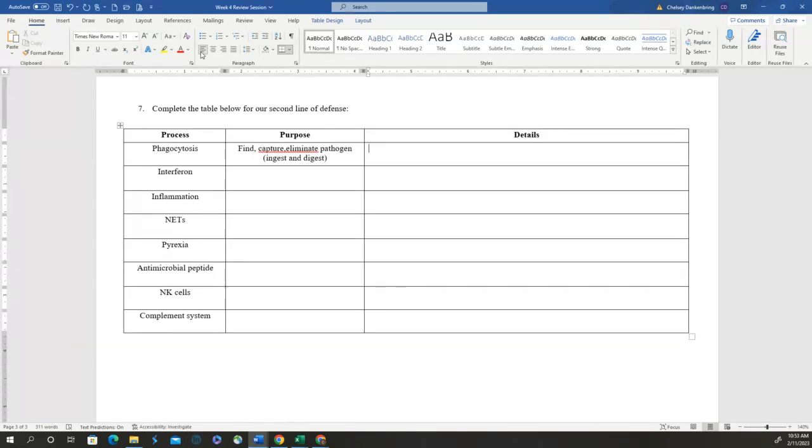But with any of these processes in these cells, you need to know those key terms associated with it, hence what you did in your week 4 activity. You need to know the terms and kind of what does it mean? Why is it important? So for phagocytosis, in order to eliminate a pathogen, like to kill it, you have to find it, right?